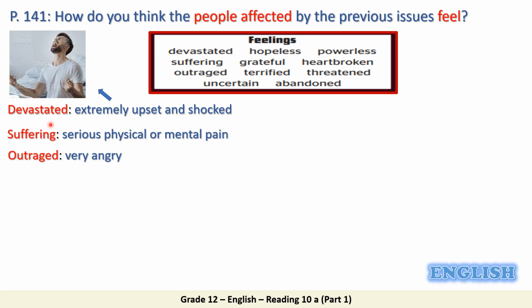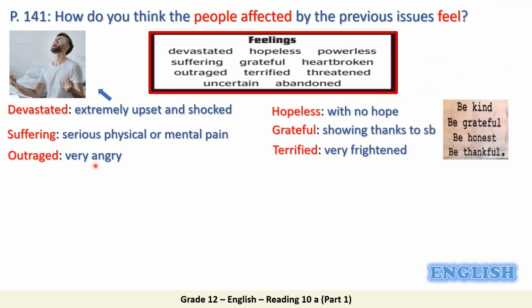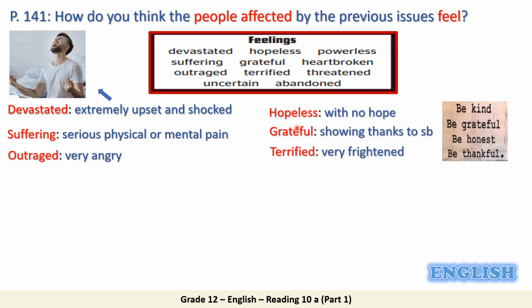The one who is devastated is the one who is extremely upset and shocked. Suffering is a serious physical or mental pain. Someone who is outraged is very angry. Someone who is helpless is someone with no hope. If you are grateful, you show thanks to someone. So generally, be kind, be grateful, be honest, and be thankful.